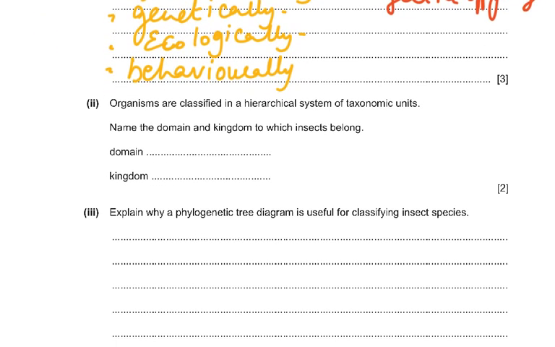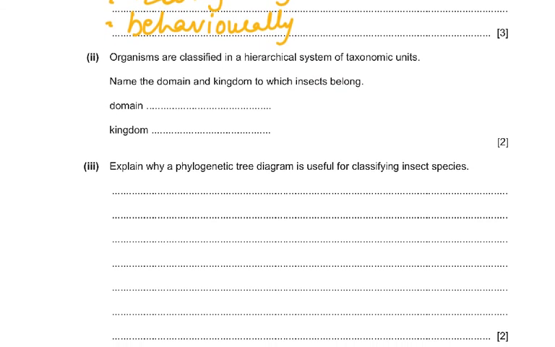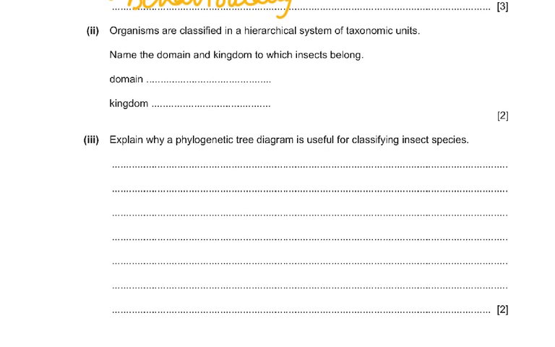Then we come on to: organisms are classified in a hierarchical system of taxonomic units. Name the domain and kingdom to which insects belong. Domain naturally is Eukarya because you have 3 domains. What are the 3 domains? Archaea, bacteria, and eukarya, or archaea, prokaryotes, and eukarya. So this will be Eukarya, and the kingdom will be Animalia.